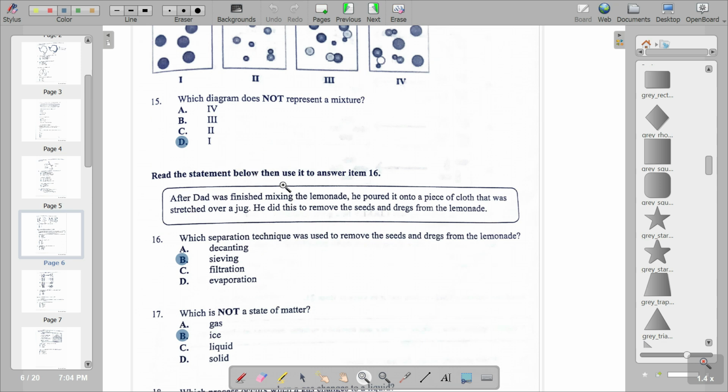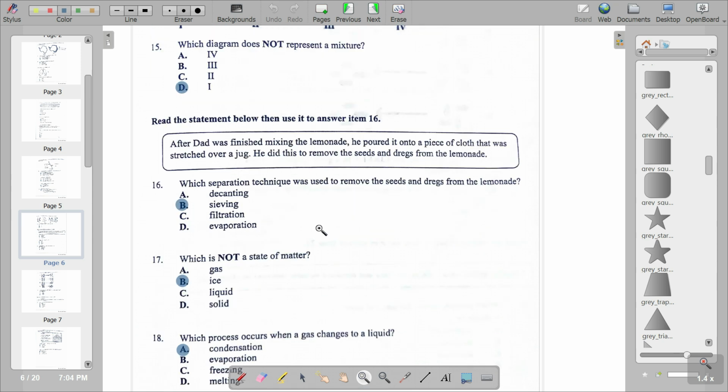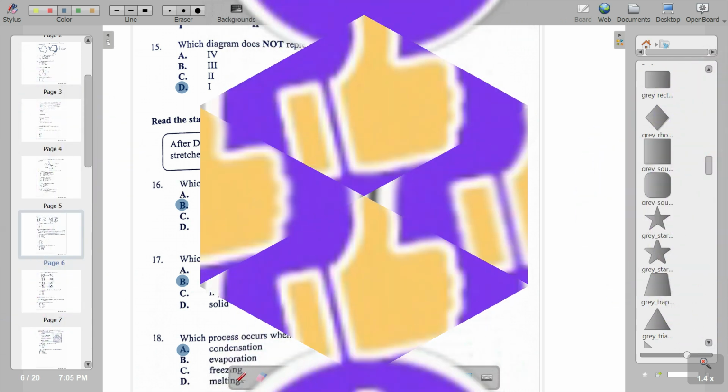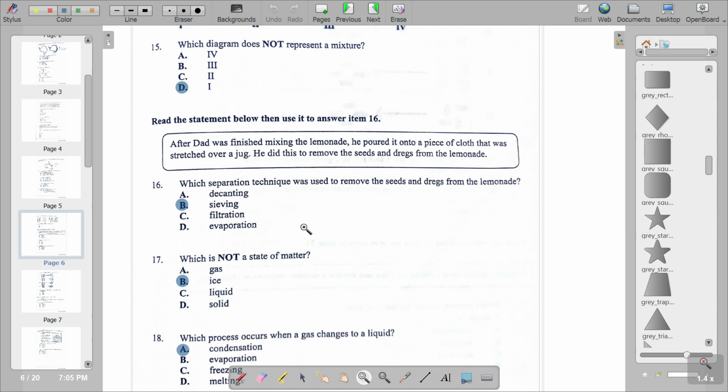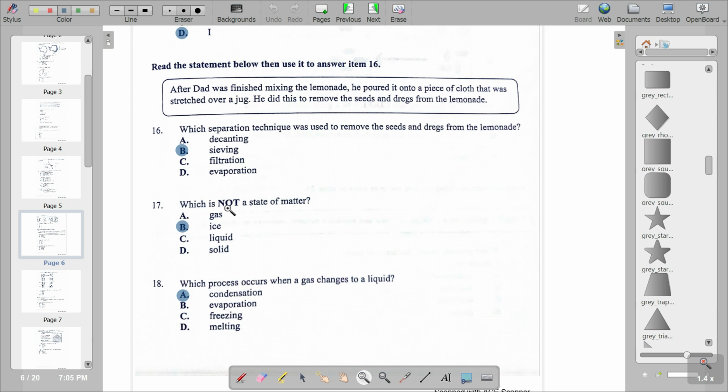Read the statement below, then use it to answer item 16. After Dad was finished mixing the lemonade, he poured it onto a piece of cloth that was stretched over a jug. He did this to remove the seeds and dregs from the lemonade. Which separation technique was used? I said sieving. It's not decanting, filtration, or evaporation, it's sieving. That's how we actually do it. So that's B.